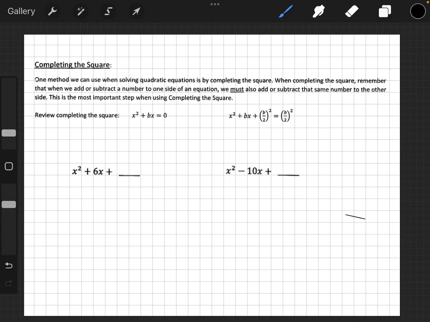This is lesson 4.1, completing the square, quadratic formula, and complex numbers. So first up, I'm going to talk about completing the square. One method we can use when solving quadratic equations is completing the square.